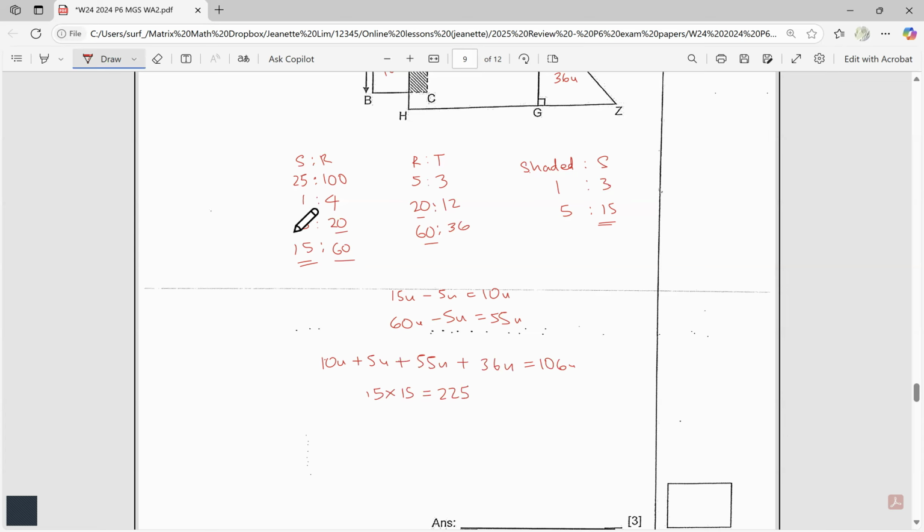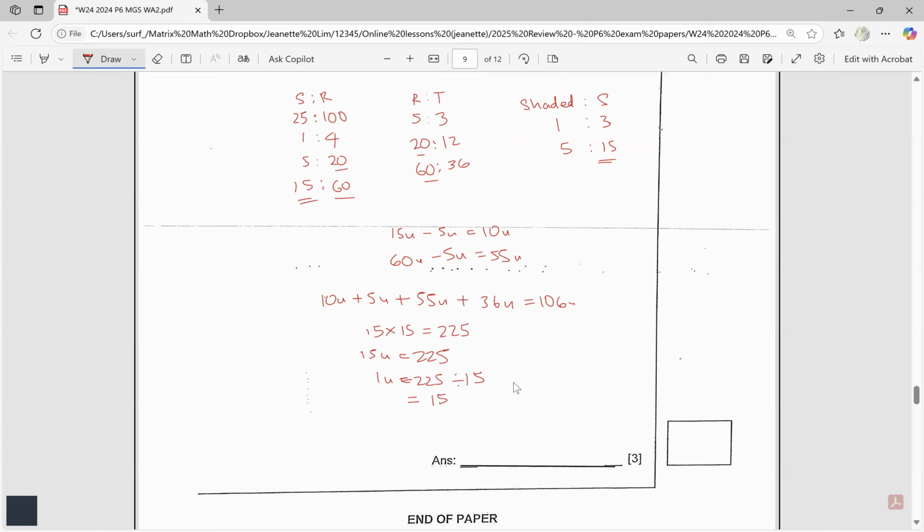So 225 is 15 units. 1 unit, 225 divided by 15, which is 15. So to find the whole thing, 106 units, we take 106 times 15. Okay, then that will give you the area of the whole figure. 1590 square cm.